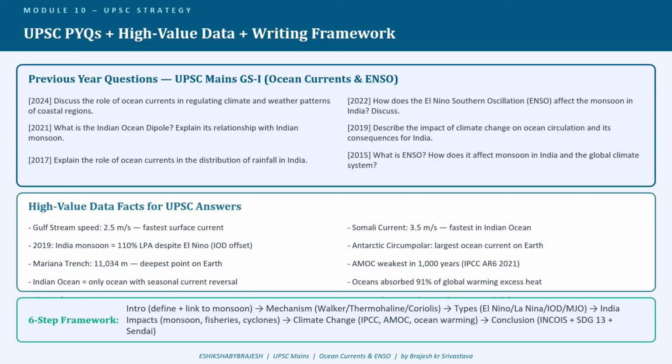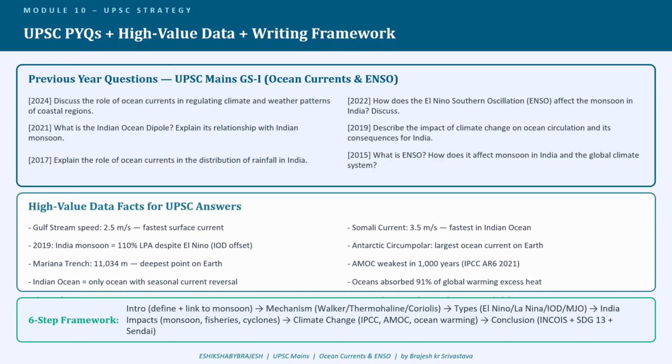Step 2. Mechanism. Water circulation, Coriolis force, Thermohaline circulation. Explain the drivers. Step 3. Types and classification. Warm versus cold currents, their locations. Warm on eastern coast, cold on western coasts. Step 4. India focus. Indian Ocean seasonal reversal. Somali current, ENSO and IOD impact on monsoon.